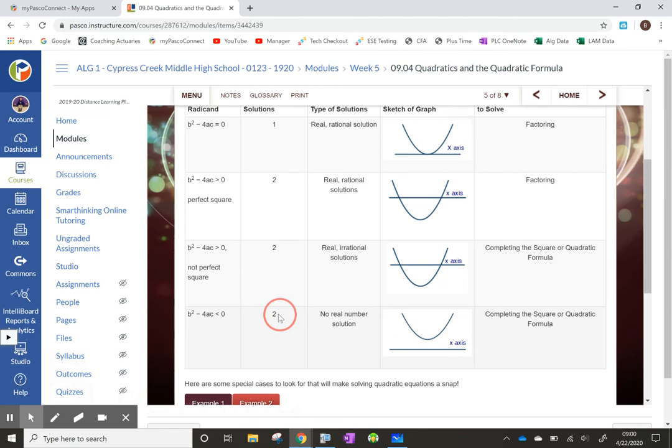Now, it does have 2 solutions, but they're technically called imaginary solutions, and that's not something we're going to get to in Algebra 1. You're going to learn more about imaginary solutions in Algebra 2. So it has 0 real solutions, no real number solution, but it does have 2 imaginary solutions. So if you're confused why it says 2 there, that's because it's talking about something that you really don't learn until Algebra 2.